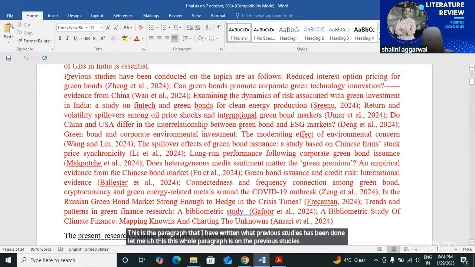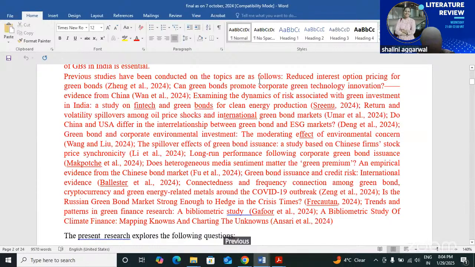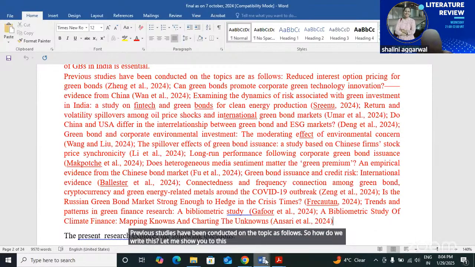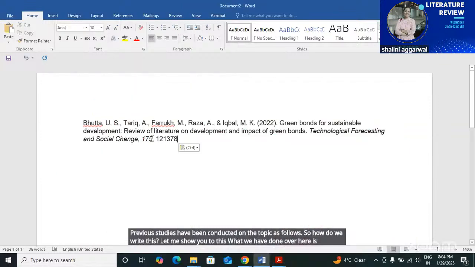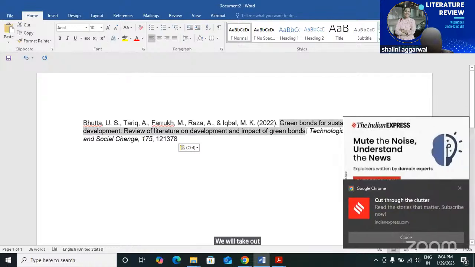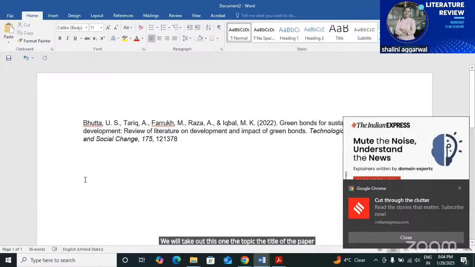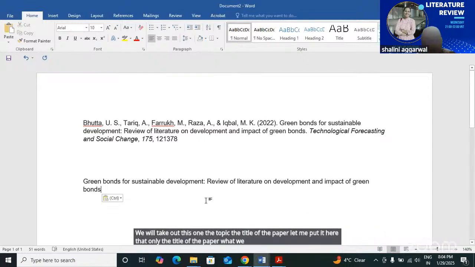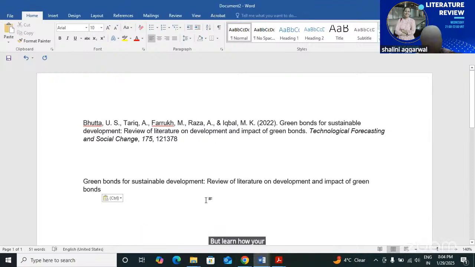So how do we write this? Previous studies have been conducted on the topic as follows. Let me show you. Let's say this is the paper. What we will do is take out the title of the paper and put it here, only the title. What we are doing right now is writing the research gap, that is, how your paper is different from the previous papers.